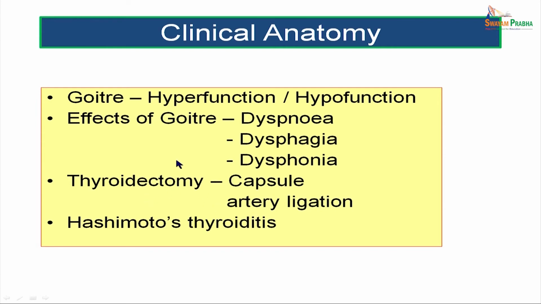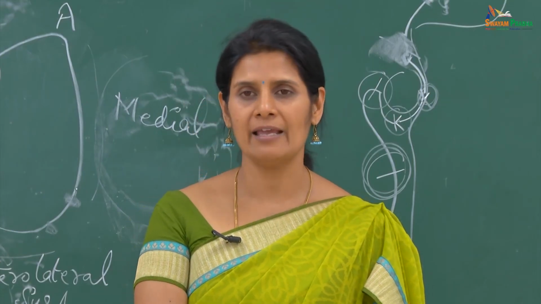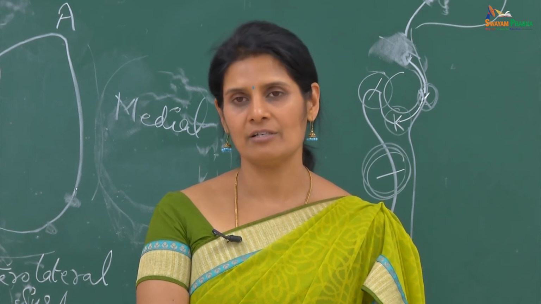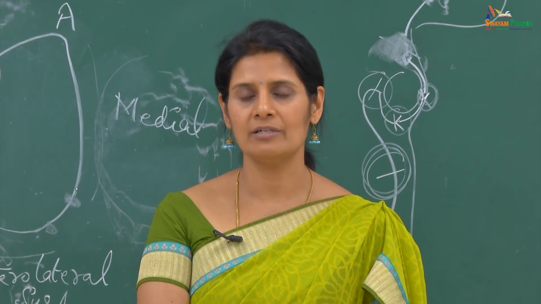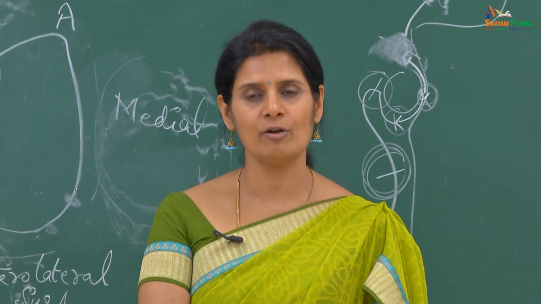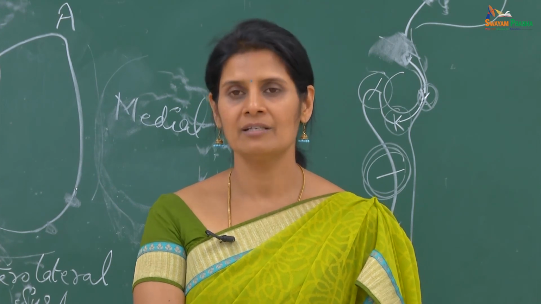Removal of the thyroid is called thyroidectomy. When the thyroid is removed, as much as possible we need to save the posteriorly placed two structures, that is the parathyroid. So, all along the posterior border you leave behind a strip of thyroid gland. You do not do a total thyroidectomy, but you do a subtotal thyroidectomy.